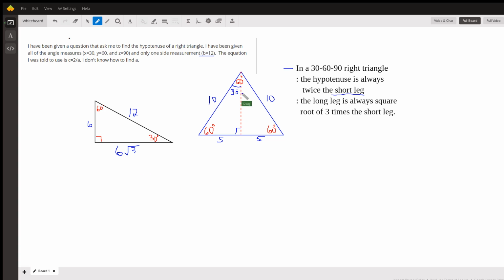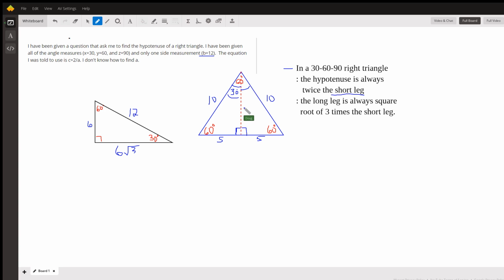And where does this come from? It comes from the fact that if you have an equilateral triangle, all the angles are 60 degrees, and then you drop an altitude from one of the vertices, that altitude creates two congruent triangles. And we can then say that we've, of course, got a 90-degree angle here because we dropped an altitude. And this 30-degree angle equals this 30-degree angle because of corresponding parts of congruent triangles.